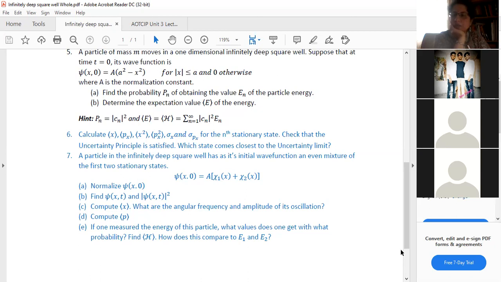What are we supposed to do now? We are supposed to normalize x0. We then are supposed to find the time-dependent form, right? This is at time t equal to 0. We have to find the time-dependent form and find, of course, the probability distribution at a particular time. And then for that, we calculate the expectation value of x and the expectation value of p. And then ask the question, what would be the energy of this particle if one measured the energy, and how does it compare to E1 and E2. Okay, so this is basically what it is.